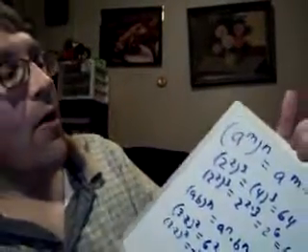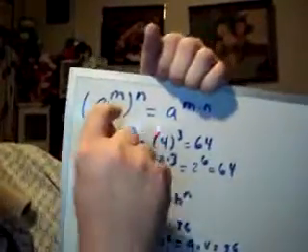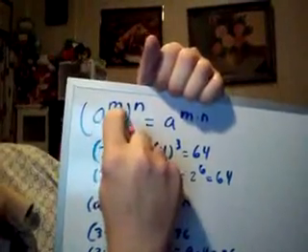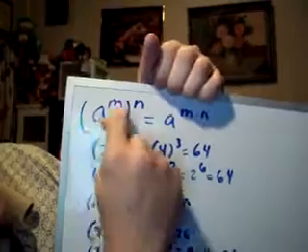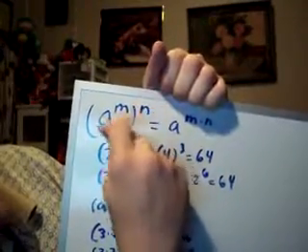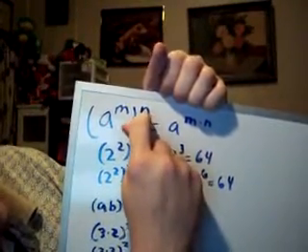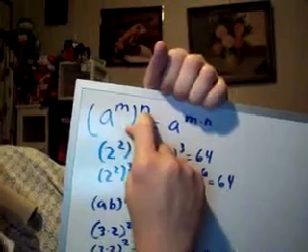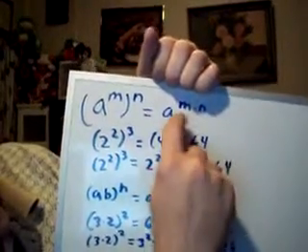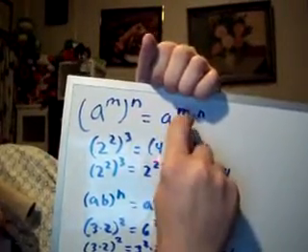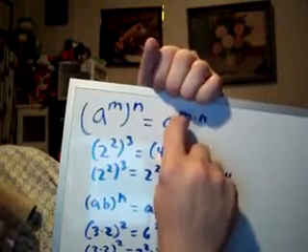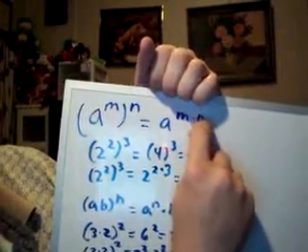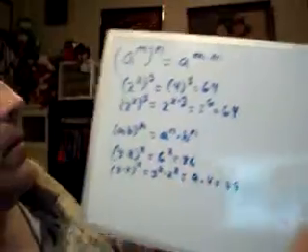This is Indices Part 2, and we're going to talk about another couple of laws here. We have the letter A raised to the power of m, and this is all in parentheses here, and once you solve that, it's supposed to be raised again to the power of n. Well, you can then have A raised to the power of m times n.